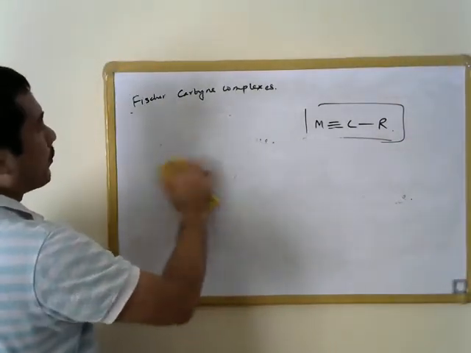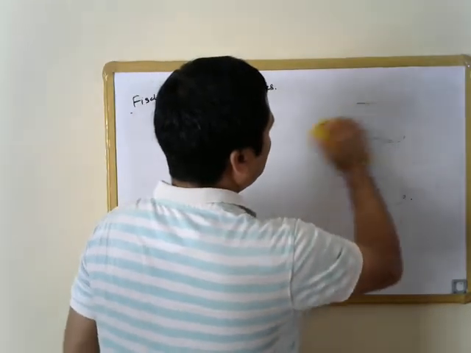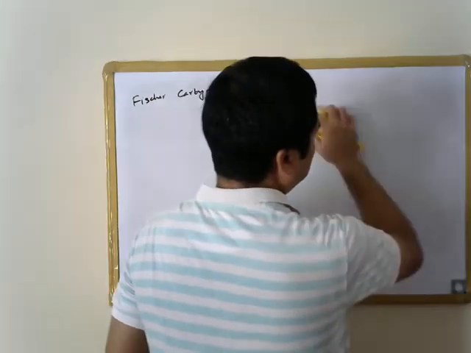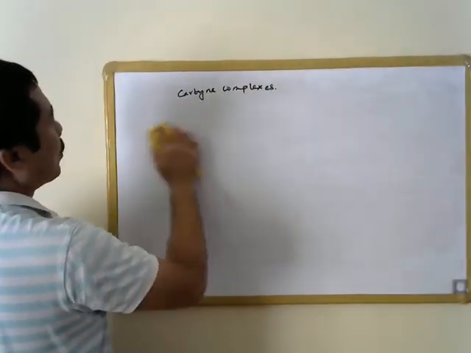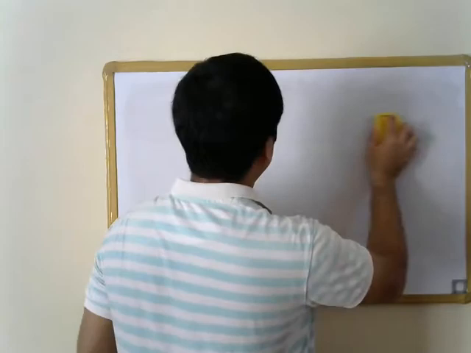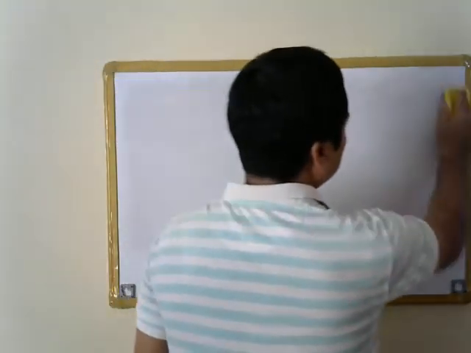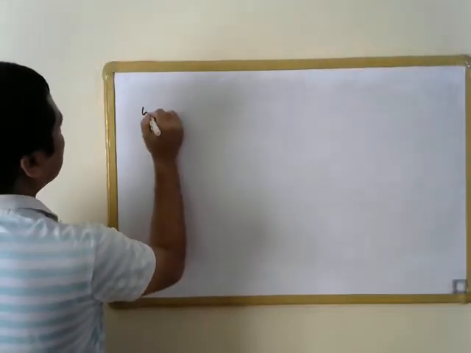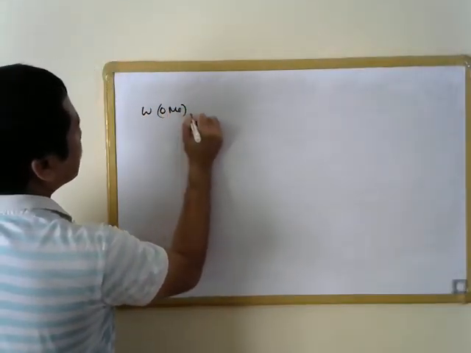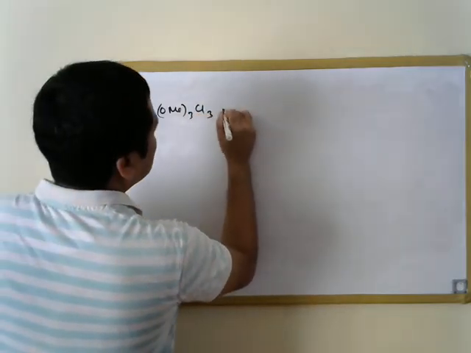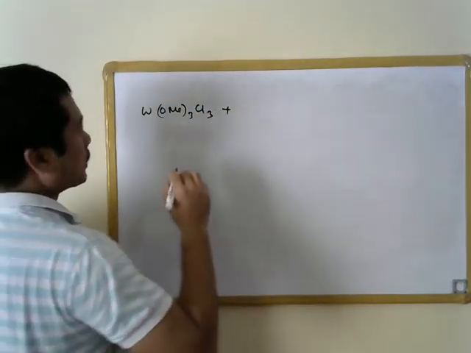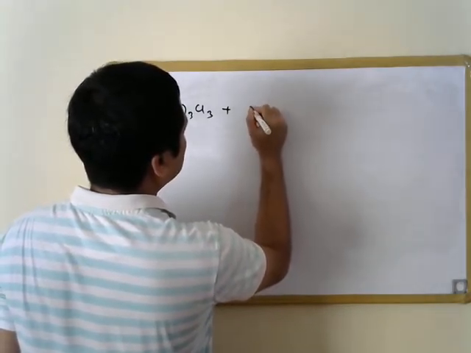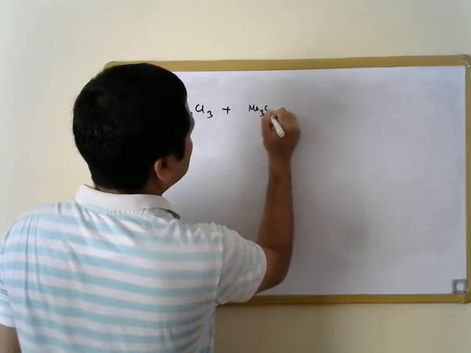So after Fischer prepared metal carbyne complexes, where metals are in low oxidation state, as we have seen in case of this tungsten carbyne complex, the Schrock group came up with a carbyne complex where the metal center is in high oxidation state. So what they did is, they just treated this tungsten precursor complex with neopentyl magnesium halide.